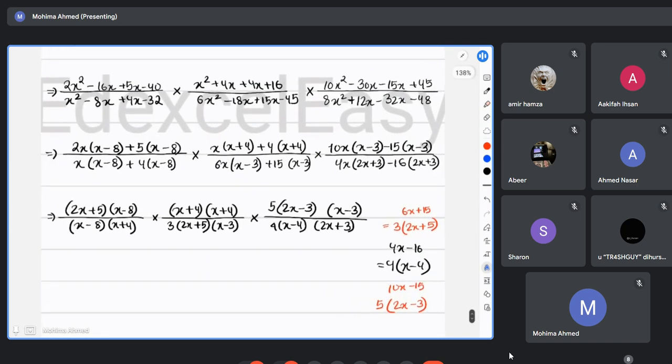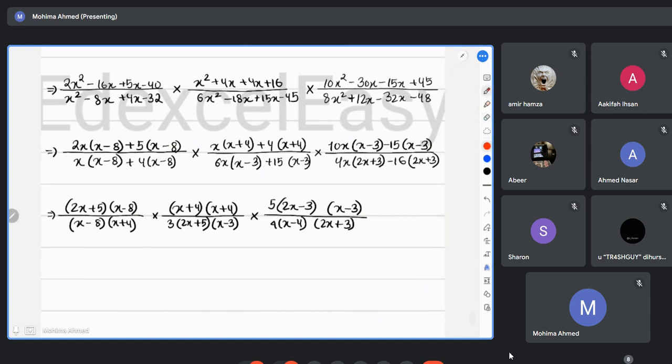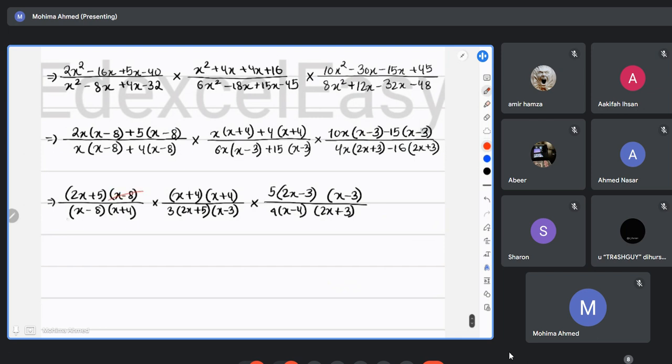We can cancel each other, but we can cancel those. I'll just remove this. This was a rough word. For example, over here, you can understand x minus 4, x minus 4 will be cancelled out. X plus 4, x plus 4 will be cancelled out. Then 2x plus 5, 2x plus 5 will be cancelled out. X minus 3, x minus 3 will be cancelled out. Other than that, we don't have anything else that we can cancel this time.